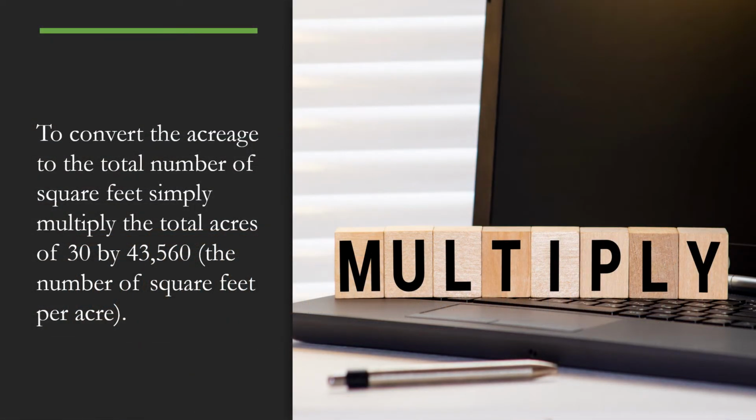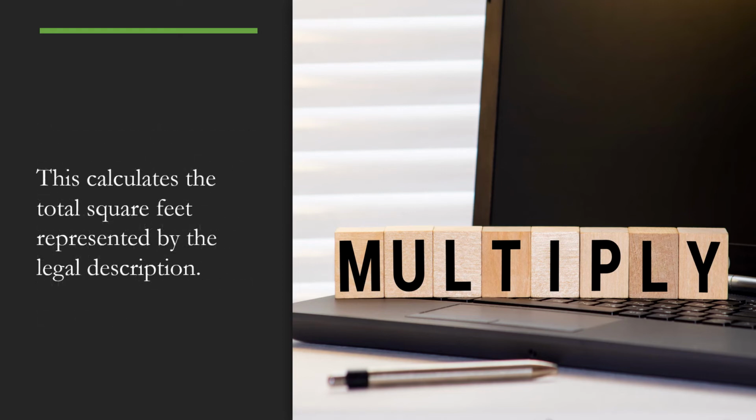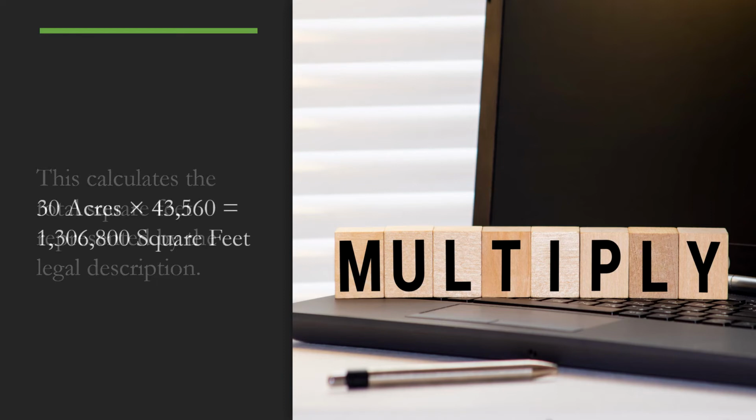To convert the acreage to the total number of square feet, simply multiply the total acres of 30 by 43,560, the number of square feet per acre. This calculates the total square feet represented by the legal description. 30 acres times 43,560 equals 1,306,800 square feet.